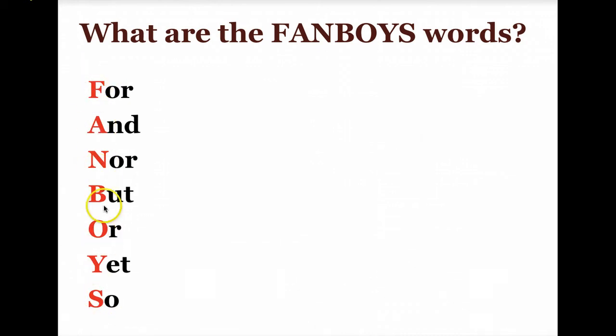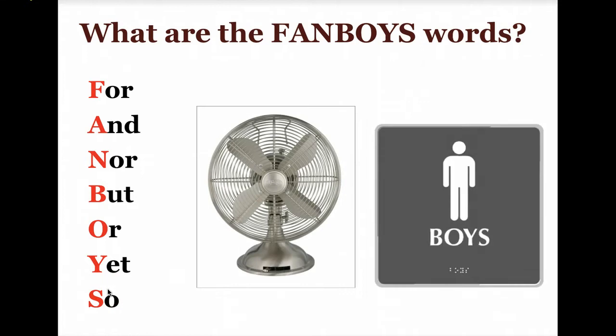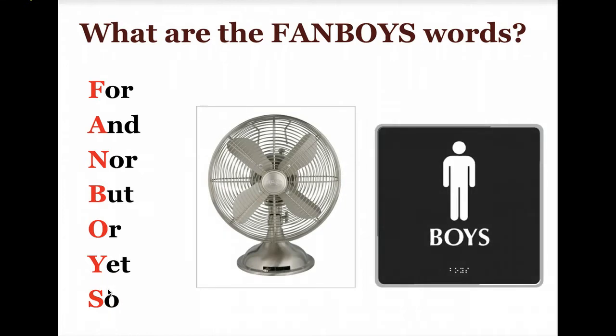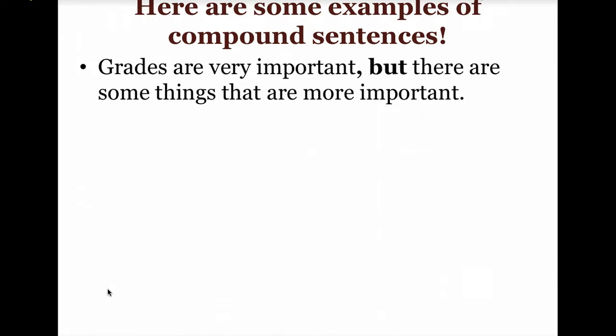If you write FANBOYS vertically, you can fill in what they are. For, and, nor, but, or, yet, and so. Those are our FANBOYS words, and they're just called FANBOYS because that's a way you can remember what they are. Also, you can think of this, FANBOYS. I don't know about you guys, but visuals really help me. So sometimes I just like to have little pictures I can think of to draw upon. So maybe these little visuals will help you. So basically, that's one way we can put together compound sentences.